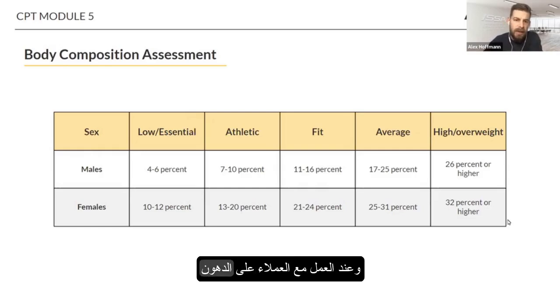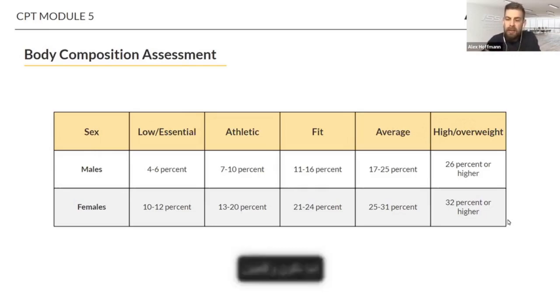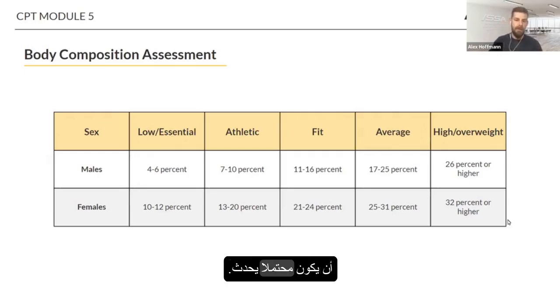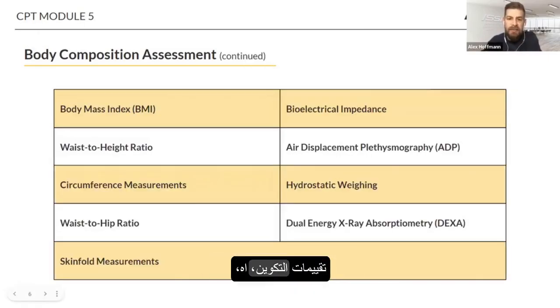And when working with clients on their overall body fat percentage, again, we want to make sure that we're being realistic with the client about where they can get to in a predetermined amount of time. So typically a 1 to 2% loss of body fat in a month is really outstanding progress. We don't want to set an expectation for a client that they would be able to lose 5 or 6% body fat in a month, because that's not something that would be likely to happen. And then we can see here on the next slide the various body composition assessments that we can use.